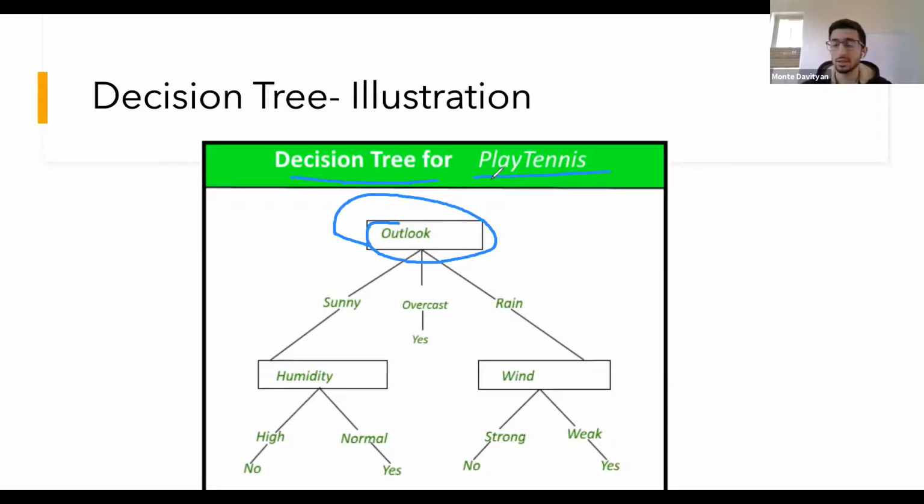And again, this is a classification task. It's a 0 or a 1. Will we or will we not play tennis? Just for this example, there are three different initial rules: sunny, overcast, rain. Let's look at overcast. Basically, this is saying if it's overcast, then we're going to play tennis.